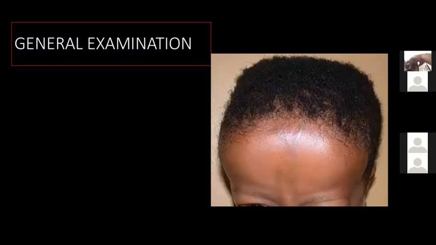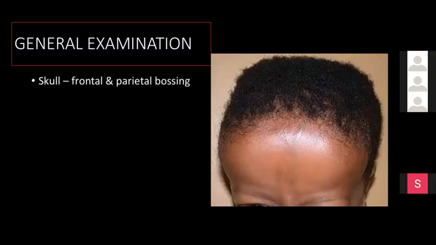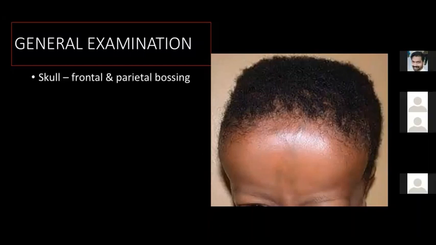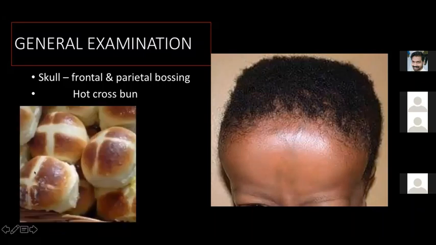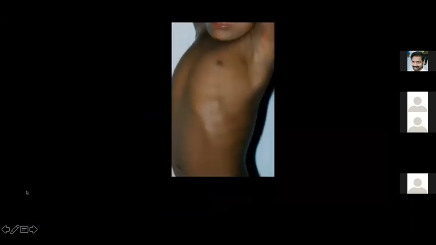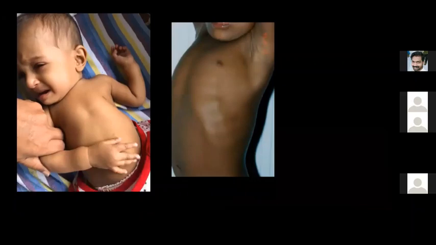So usually what you call the frontal and parietal bossing, they classically describe it as a hot cross bun appearance, because the fontanelle is depressed and the frontal and parietal bones are bulging out. So this gives what is called a hot cross bun appearance. What do you call this that you are seeing here? Rachitic rosary.